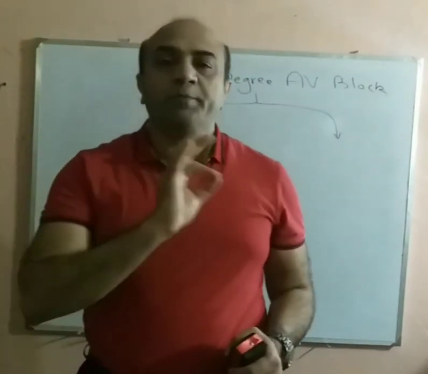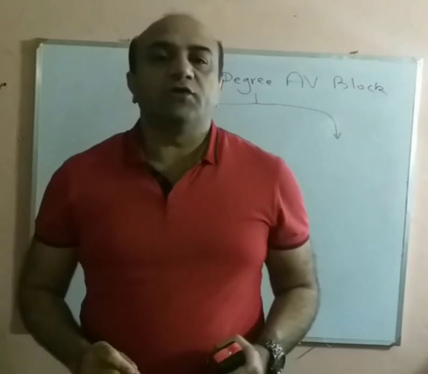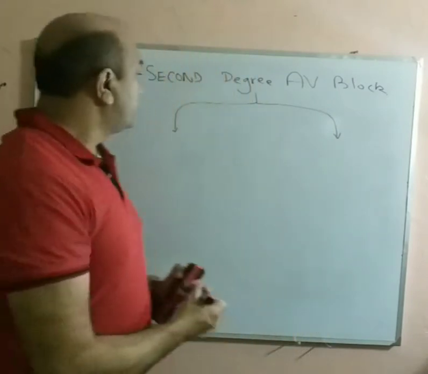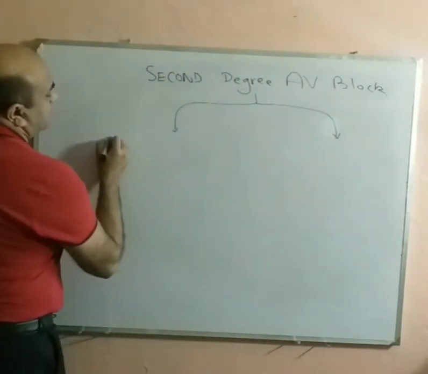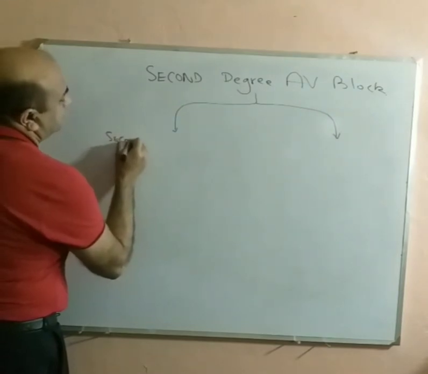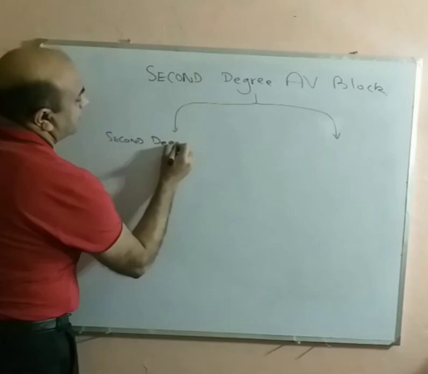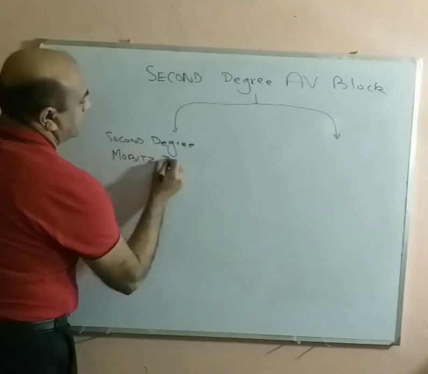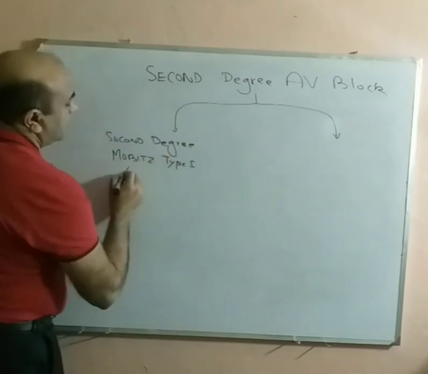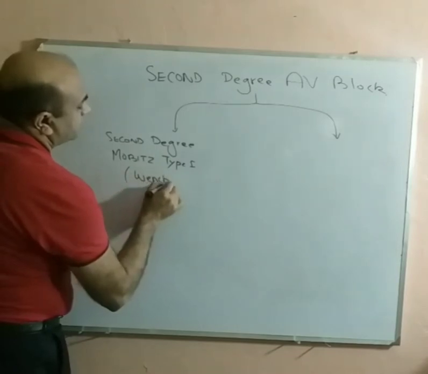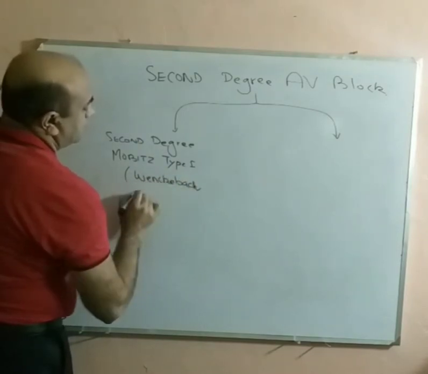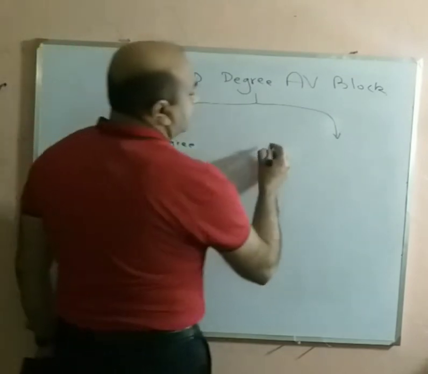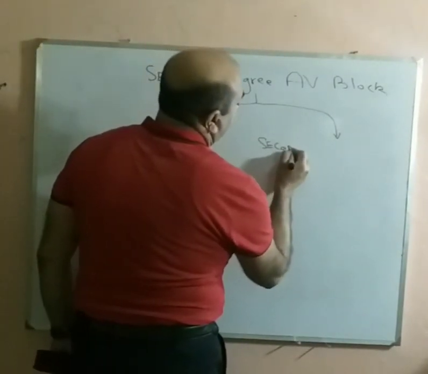Type 1 is known as Mobitz type 1 or the Wenckebach phenomena. And second degree type 2 is simply known as the Mobitz type 2. Second degree Mobitz type 1, also known as Wenckebach phenomena. And second degree type 2 is simply known as second degree Mobitz type 2.